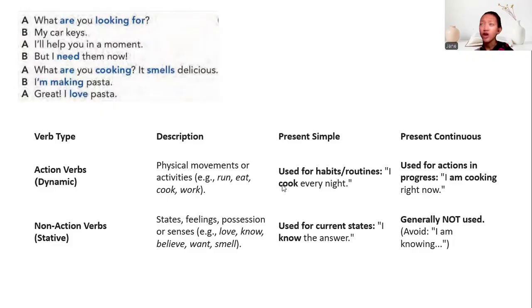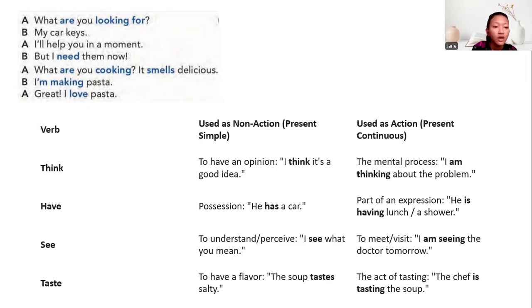But there are also some stative verbs that we can use with both tenses. So here it goes. We have think. So to show an opinion, we can say I think. But to show a mental process, like I am thinking about the problem, or I am thinking about my exam. So we have different meanings for present simple think and present continuous thinking.